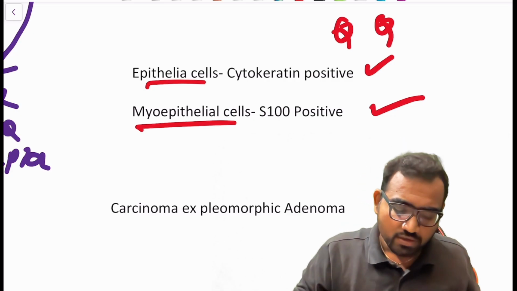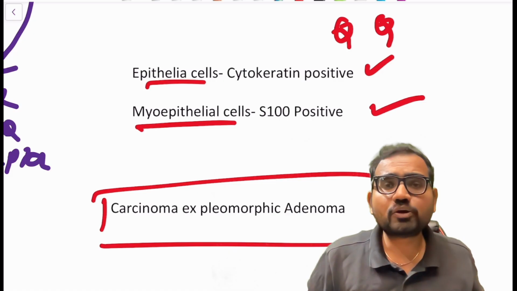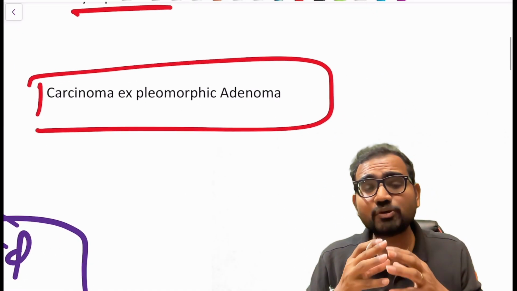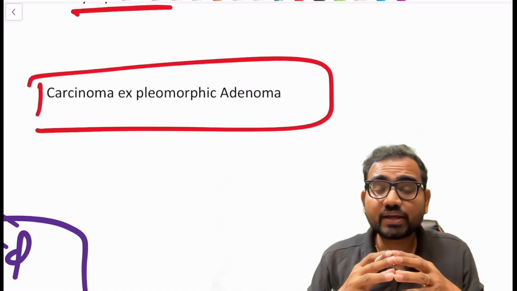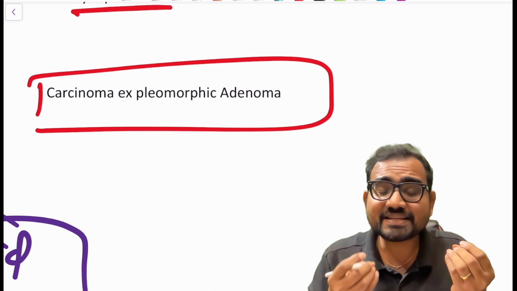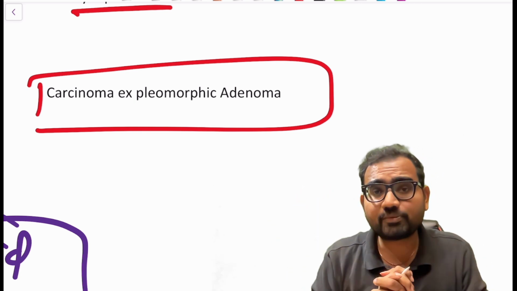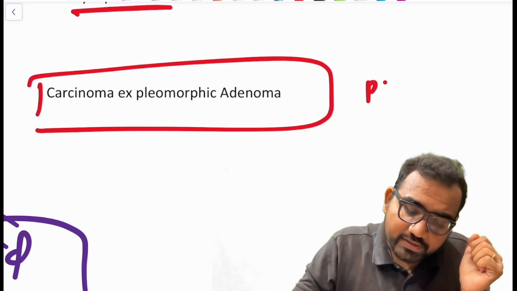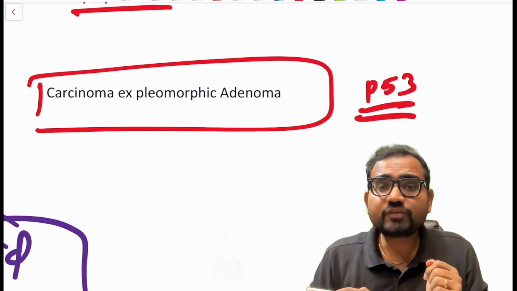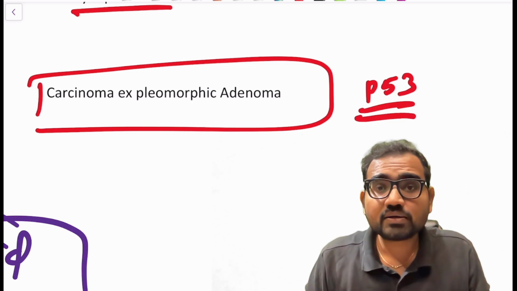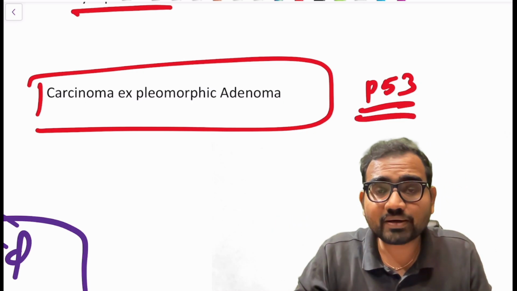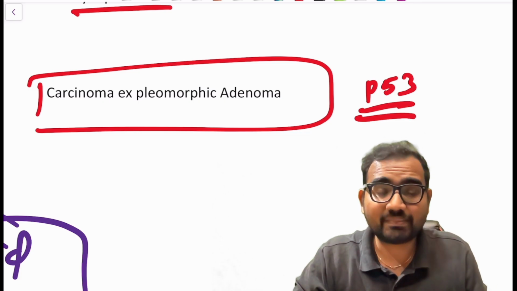Okay. Now, what is carcinoma ex pleomorphic adenoma? When this pleomorphic adenoma is induced or stimulated by certain other genetic mutations like P53, the P53 gene mutation results in the shifting of this benign tumor into a carcinogenic, malignant one.